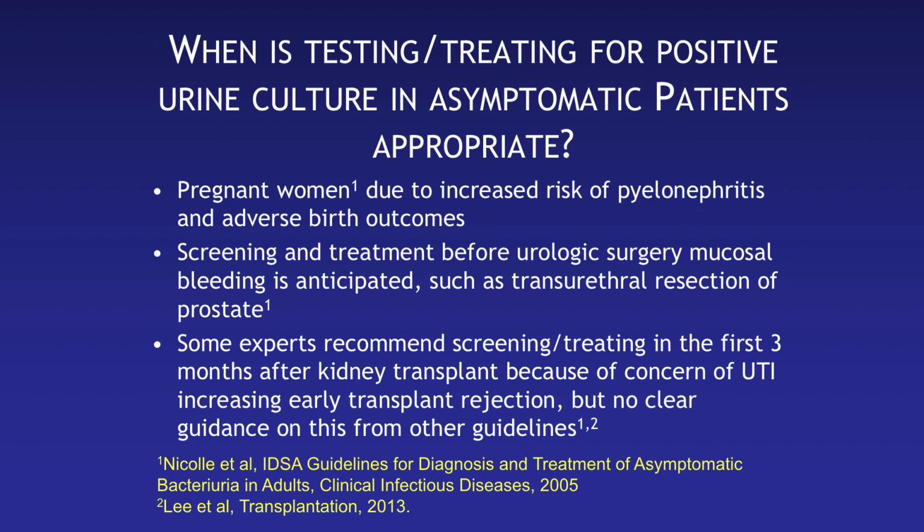So, when is testing and treatment for positive urine cultures in an asymptomatic patient appropriate? These include pregnant women due to the increased risk of pyelonephritis and adverse birth outcomes, screening and treatment before a urologic surgery when mucosal bleeding is anticipated, such as a transurethral resection of the prostate. And some experts recommend screening or treating in the first 3 months after a kidney transplant because of the concern of the UTI increasing early transplant rejection, but there actually is no clear guidance on this from other guidelines.